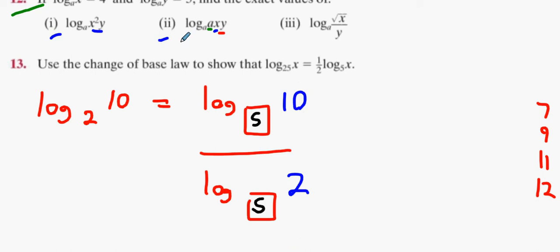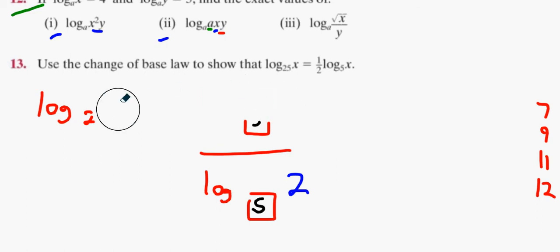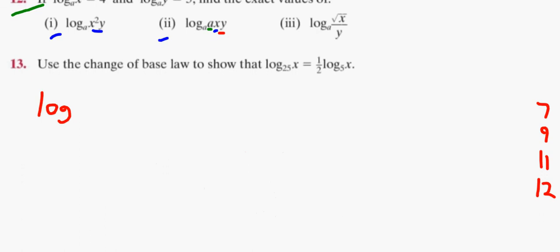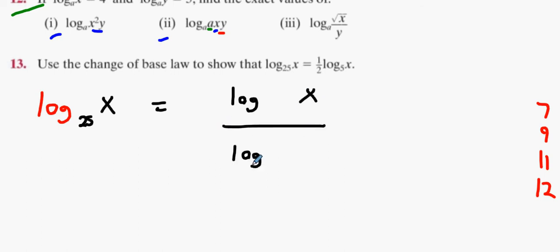Can anybody tell me, what can I do with log x base 25? Okay, think about it. I can change that into log x over log 25. What base number should I pick? I'm looking to figure out what base number I should pick. Why am I picking 5? It's in the question over the other side.